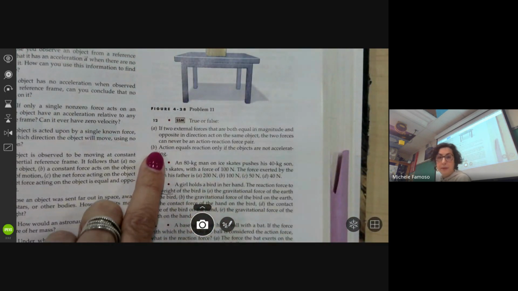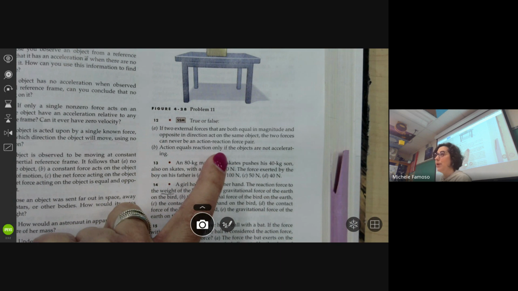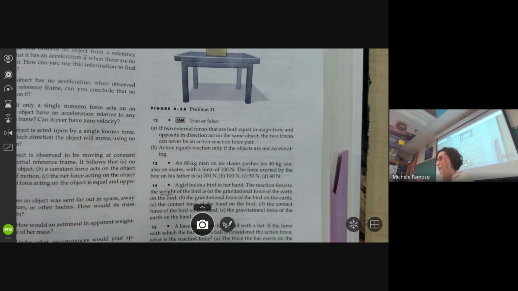Okay, B, action equals reaction, but only if the objects are not accelerating. In other words, does Newton's third law only apply if you're not accelerating? No, it acts all the time. It's true all the time, 100% of the time. So that's why that's false. Anything else?